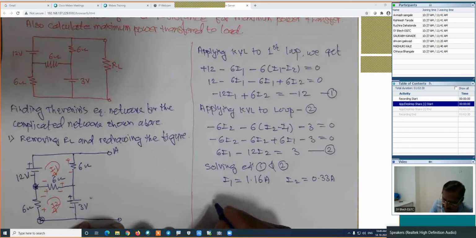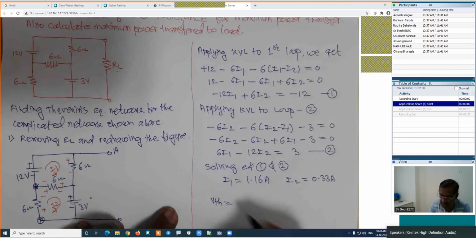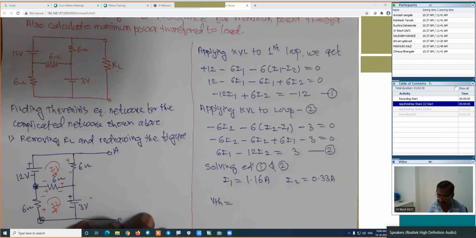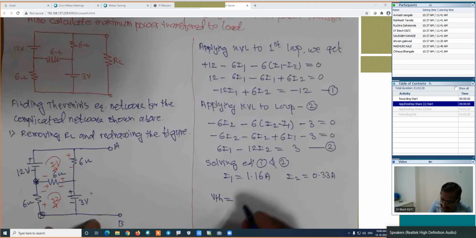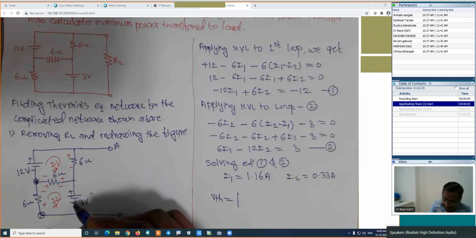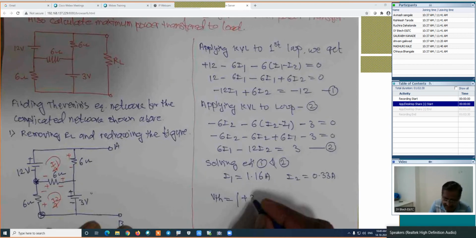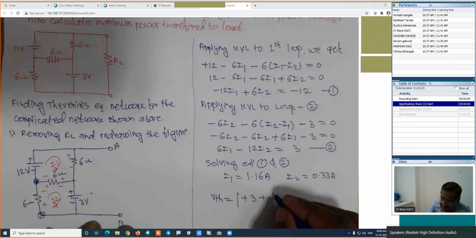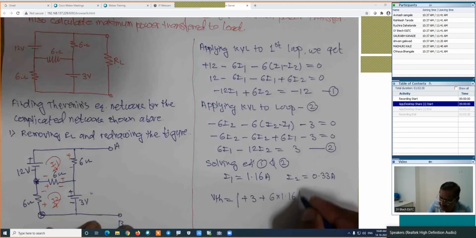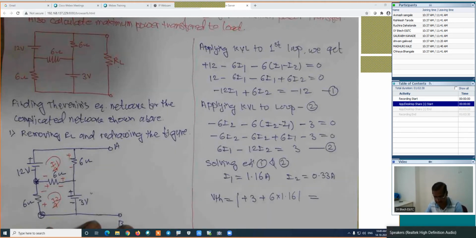If we know the currents I1 and I2, now we are in a position to find out VTH. How much is the Thevenin's equivalent voltage? We are traveling from this point B towards A. In that case, this VTH is a modulus value. We are traveling from negative to positive, plus, its voltage is 3. Negative to positive, which is a plus, its resistance is 6 and its current is I1, which is 1.16. Simplify this equation and find out the value of VTH.